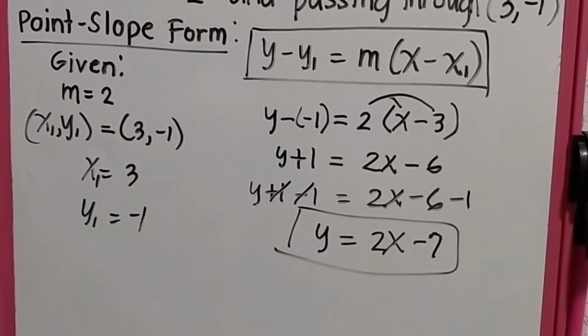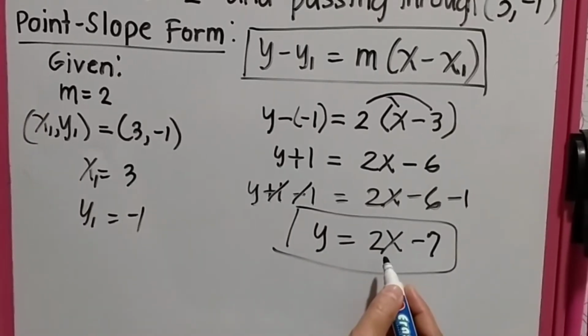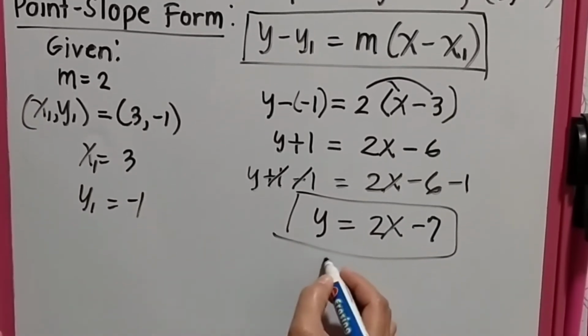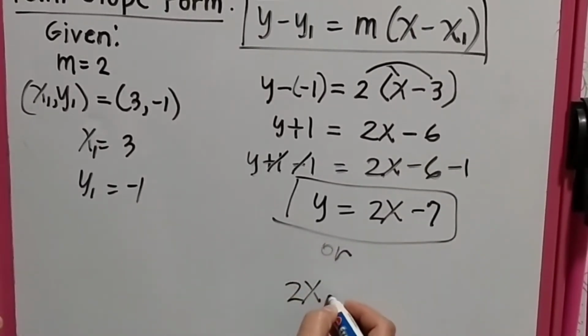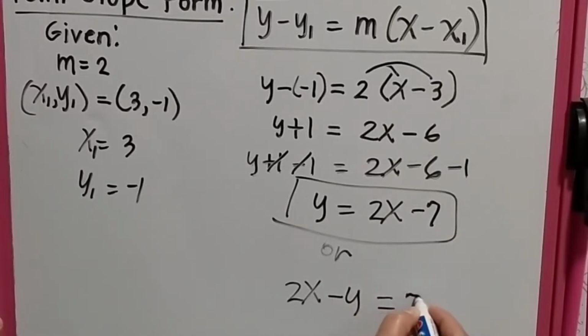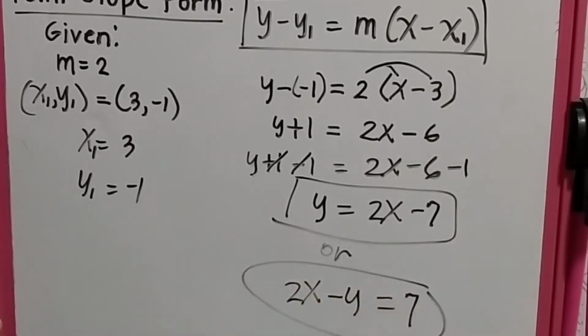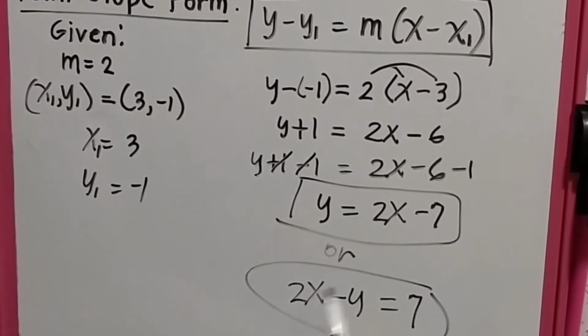Okay. So, again, kung gusto mong gawing standard, pwede naman. How are you going to write that into standard form? You have to write the x and the y term on the left and retain the constant on the right. So, this one will become 2x minus y equals 7. If you will write that into standard form. Recall, we have discussed that before. Okay, 2x minus y equals 7.